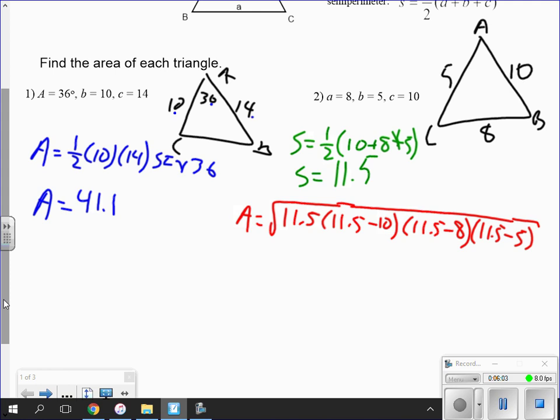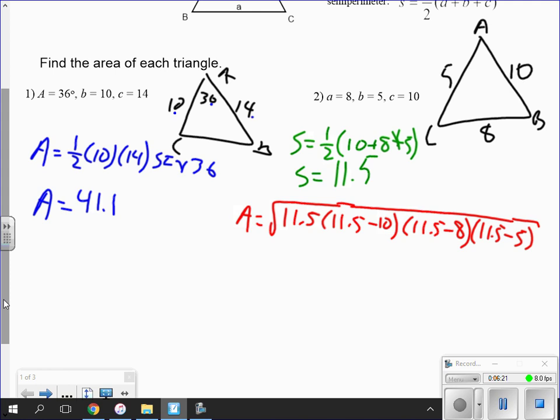Order doesn't matter, right? It's just the three sides. It really doesn't matter as long as you use all three sides. Just remember, in multiplication, order does not matter. Multiplication is commutative. And you plug it in your calculator.